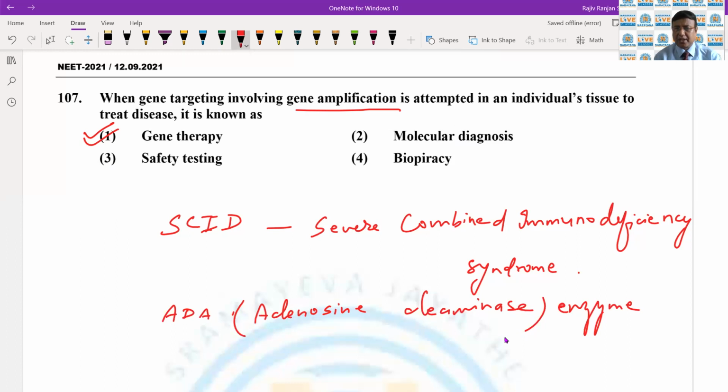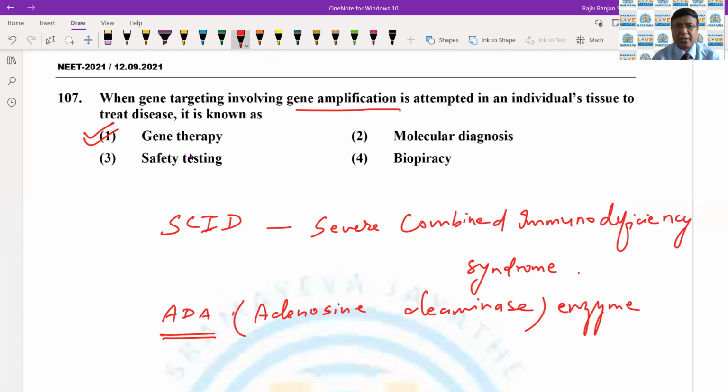So due to a defect in the gene that makes this enzyme, the functional adenosine deaminase enzyme is not available, and this prevents the maturation of WBC, and this leads to non-functioning of the immune system. So the girl who suffered from severe combined immunodeficiency syndrome was given the healthy copies of the ADA gene through retroviruses, and the girl got cured.